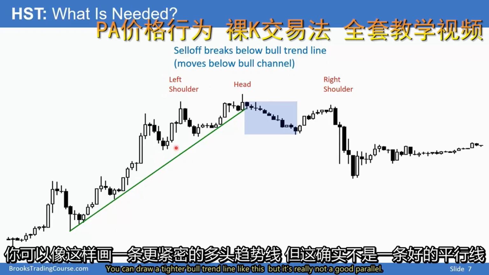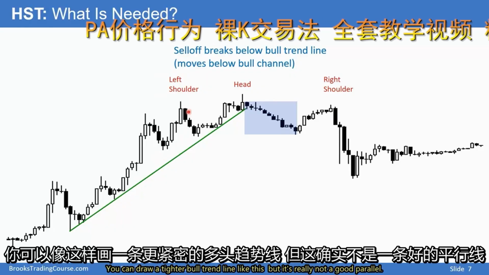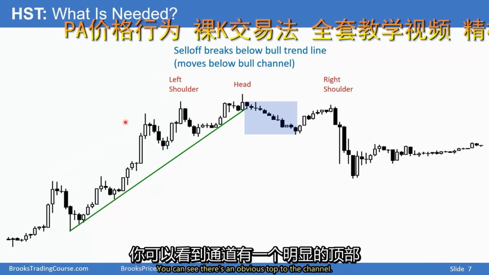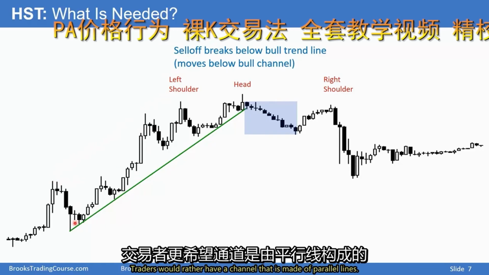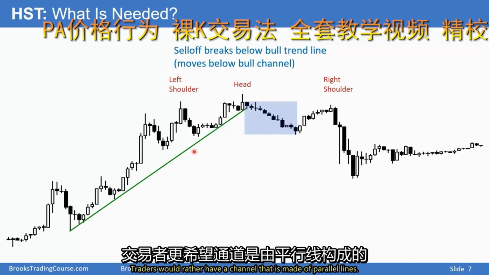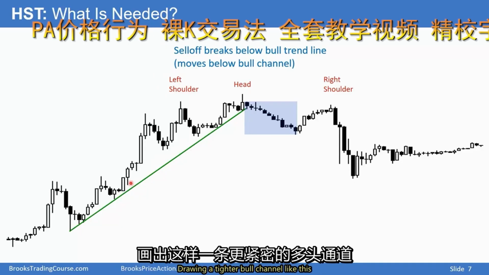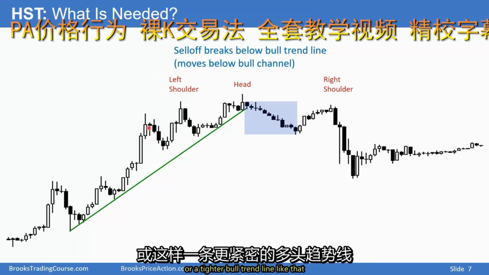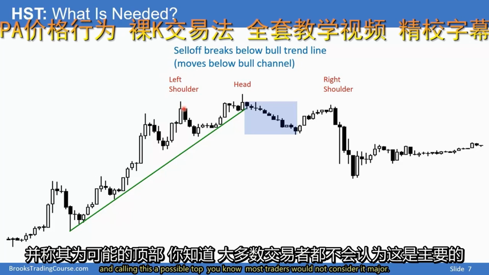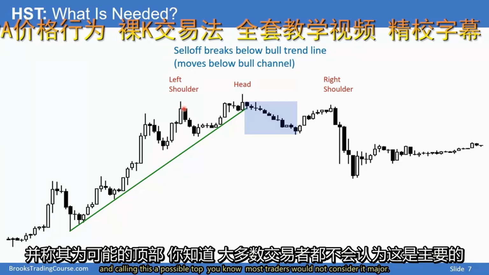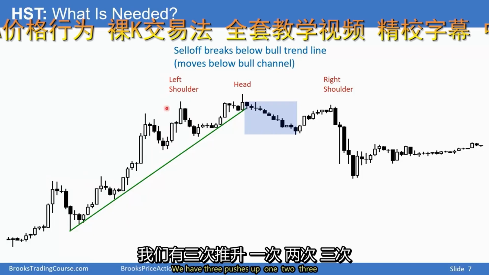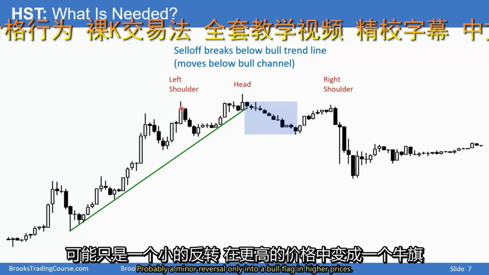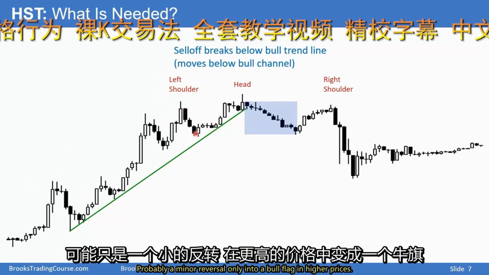You can draw a tighter bull trend line like this, but it's really not a good parallel. You can see there's an obvious top to the channel. Traders would rather have a channel that is made of parallel lines. Drawing a tighter bull channel like this or a tighter bull trend line like that and calling this a possible top, most traders would not consider it major. We have three pushes up, 1, 2, 3, but a lot of big bull bars relative to the number of bear bars. Probably a minor reversal only into a bull flag and higher prices.